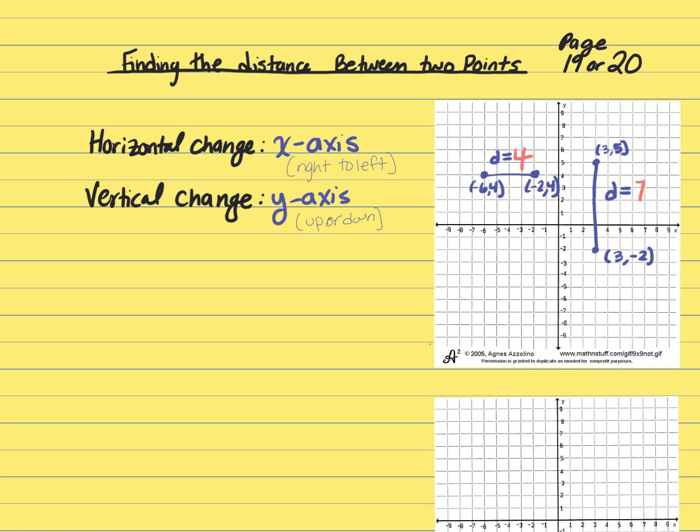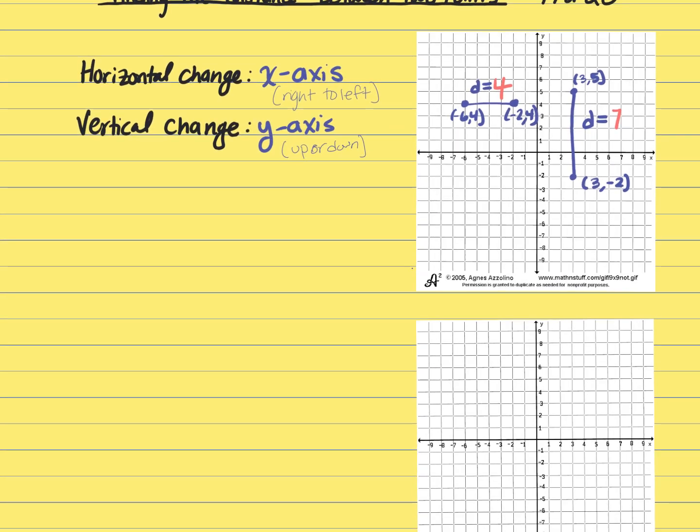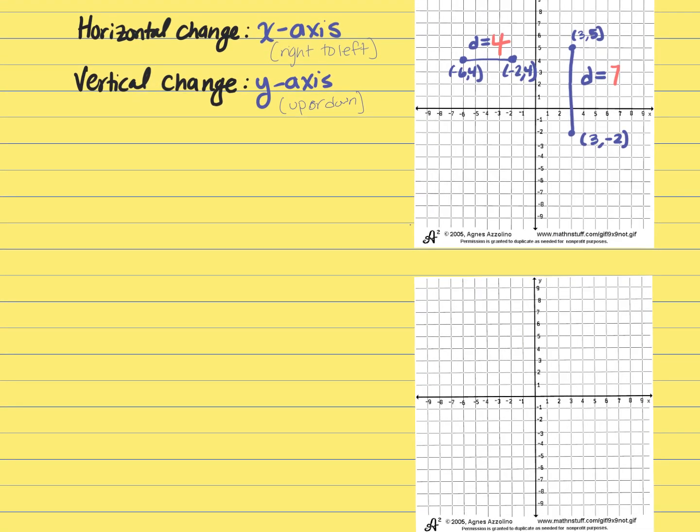All right, so what happens when you don't have a horizontal change or a vertical change and you have a diagonal change? When you have a diagonal change, as in a line that's slanted, we actually have to use the distance formula, or we can use the Pythagorean theorem by creating a right triangle. That's what we did last week on Wednesday and Thursday. But here we're just reviewing the distance formula. So go ahead and write distance formula.